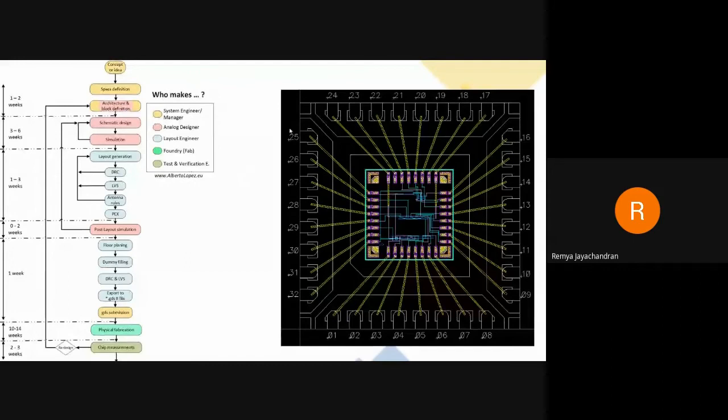And then once you have fixed the packaging, the number of pins and the type of packaging, you can approach the packaging people. They will give you the bonding diagram for that. So you can embed this IC with this bonding diagram. You can see the connection from these IO pads towards these bonding pads. And these are the packaging pins.